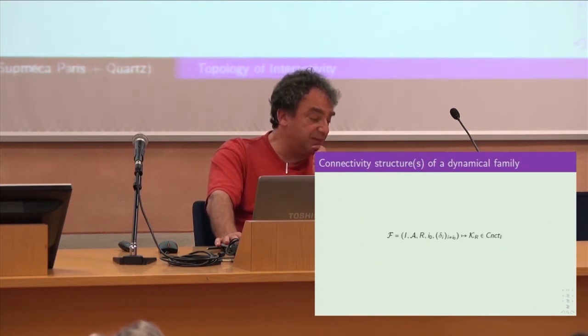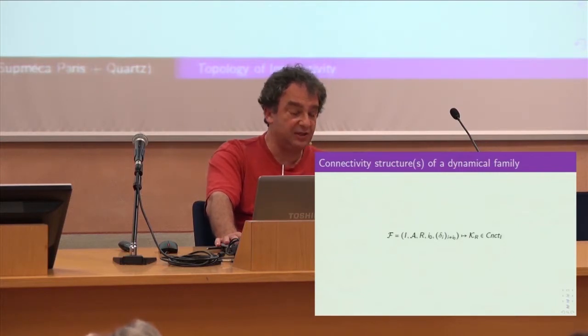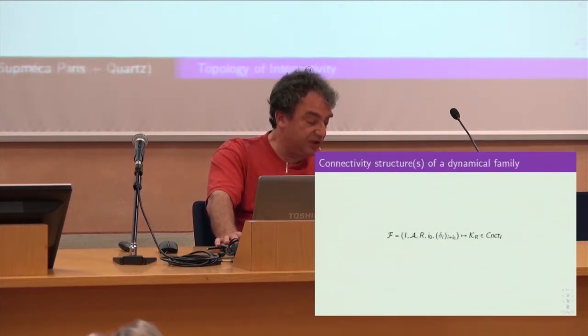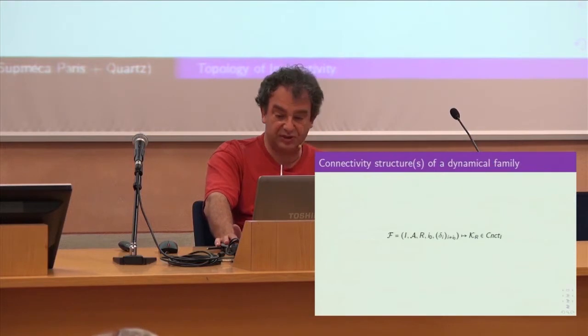Since the interaction of a dynamical family is a multi-relation, we can now associate to it a connectivity structure on the index set of the family. In fact, we can associate different structures depending on the part of the relation we want to consider. In particular, we could consider only its restriction to realizations.